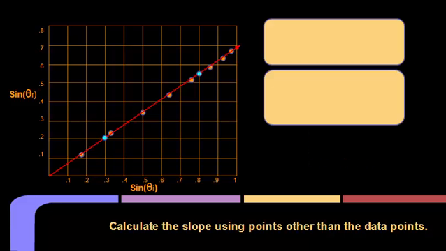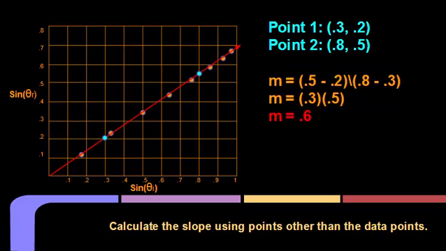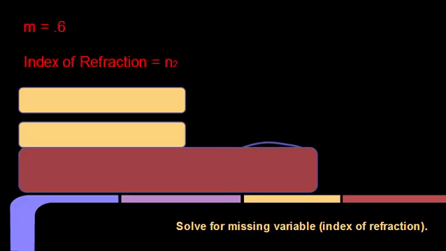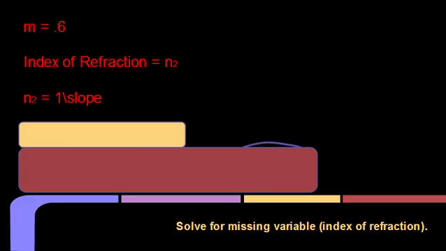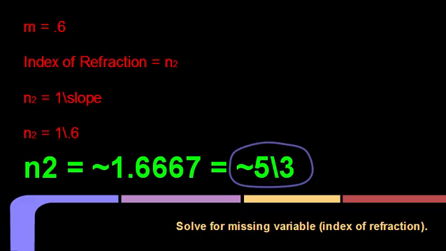Now when determining the slope, you cannot use points from your data. The points I have chosen to find the slope are here in blue, with the first one being (0.3, 0.2), and the second one being (0.8, 0.5). After using those 2 points, I found that the slope was 0.6. With that information, we can now solve for the index of refraction, which in our equation is represented by the missing variable n2. Since the relationship between n2 and the slope is that n2 is the inverse of the slope, we can substitute the value of the slope into that relation, and thus find that the index of refraction is about 1.6667, or 5/3.